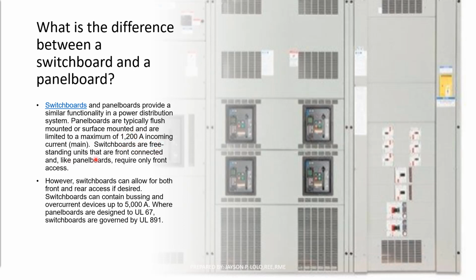While switchboards are freestanding units that are front connected, and like panel boards require only front access. You can access the switchboards front and back, and they contain bus bars. Switchboards can contain busing and overcurrent devices up to 5,000 amperes. So we are already done with the wiring devices and everything under the utilization of equipment.